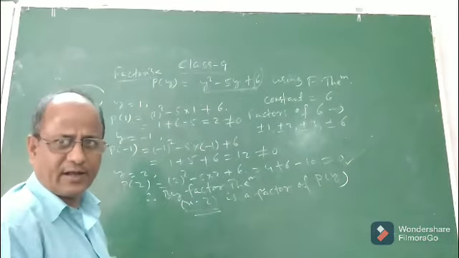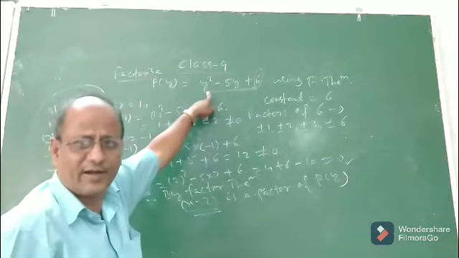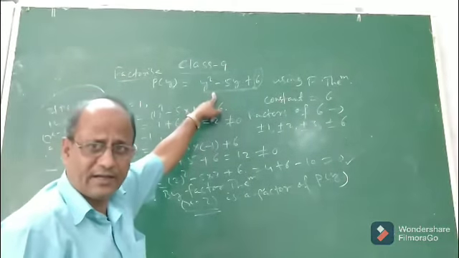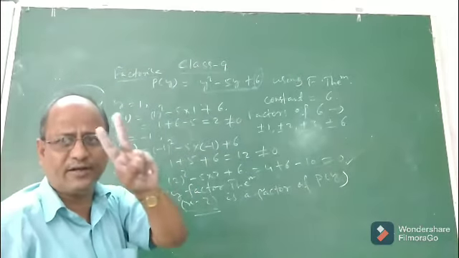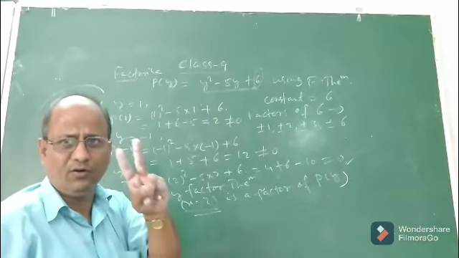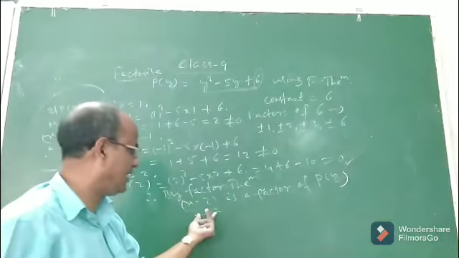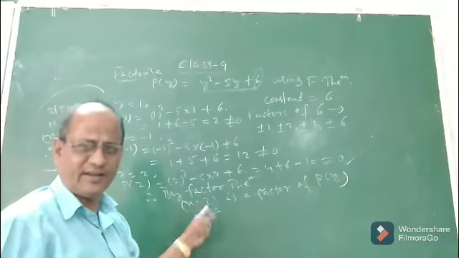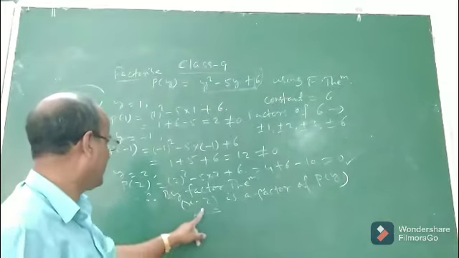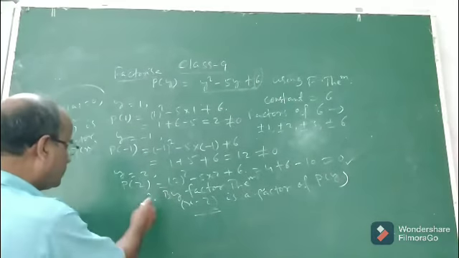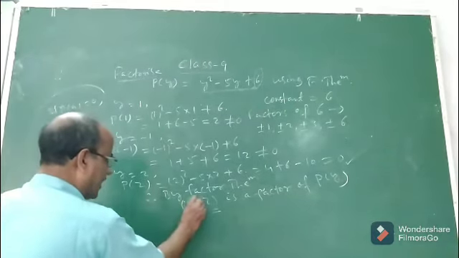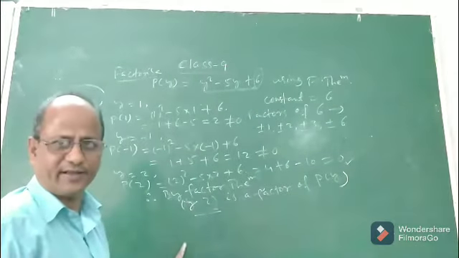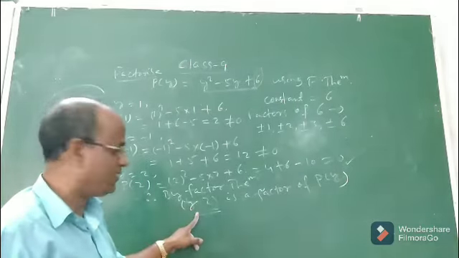Now how to get the others? Since the given polynomial is a quadratic, it will have maximum 2 linear factors. One linear factor we got, which is a linear polynomial x minus 2, y minus 2, not x. Here the variable is y. It is y minus 2. Y minus 2 is a factor of p of y, not x. Okay, we got one factor, y minus 2.